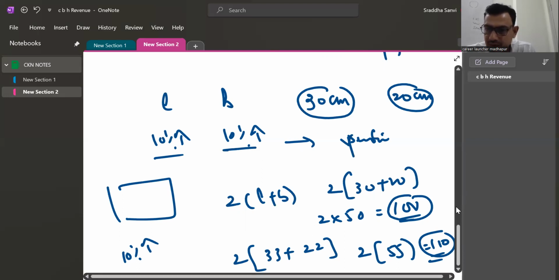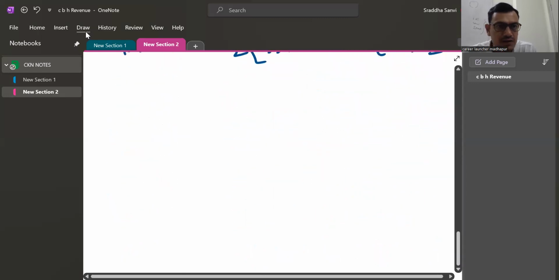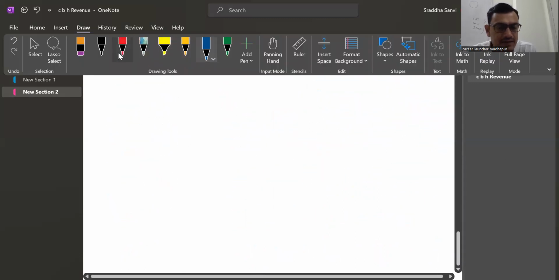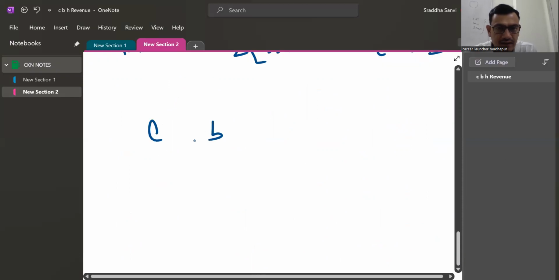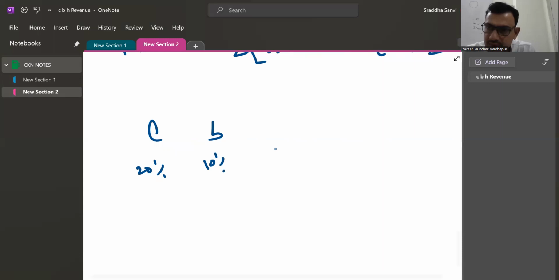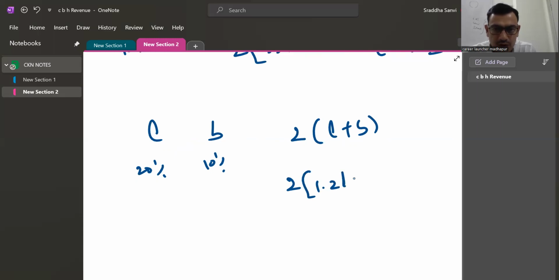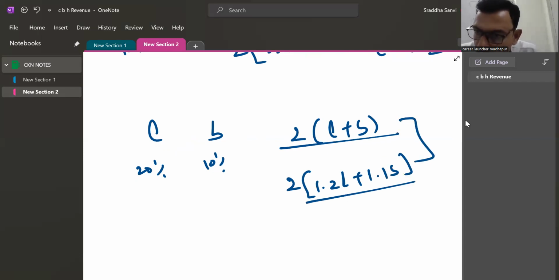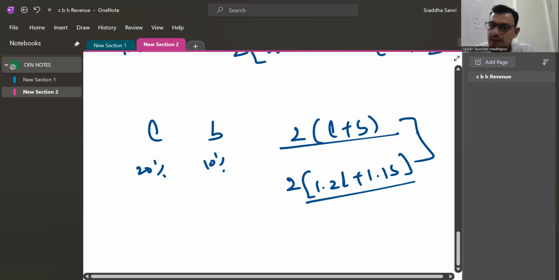That is okay. But now you tell me, my friends, if the same question is given like, for length and breadth, this is 20% growth, this is 10% growth. Now, initially they are 2 into L plus B. Now this is 2 into 1.2 L plus 1.1 B. Can I simplify how much is the growth? No, which is not possible.